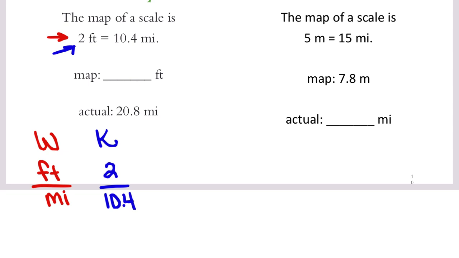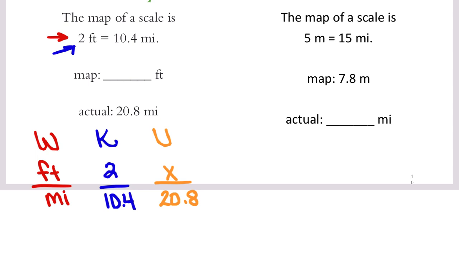And my last is the U, the unknown. I'll have one number and one variable. How many feet is 20.8 miles? So the 20.8 will be top or bottom? Bottom. That's one reason I like you guys to do those words first. And you're looking for your top number. Once it's set up, you can visualize your answer however you see it.